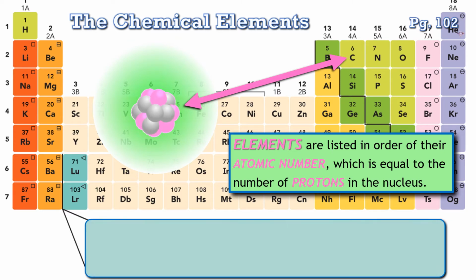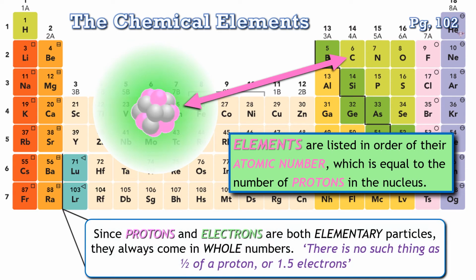Now, obviously, since protons and electrons are both elementary particles, they always come in whole numbers. And I've said this before, and I'll say it again, there's no such thing as 1/2 of a proton or 1.5 electrons. If you break a proton or electron into something smaller, it's not a proton or electron anymore. So that's why we say that they are elementary particles, and they always come in whole numbers.